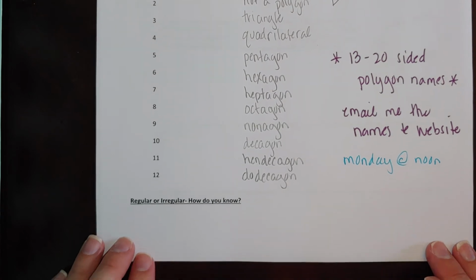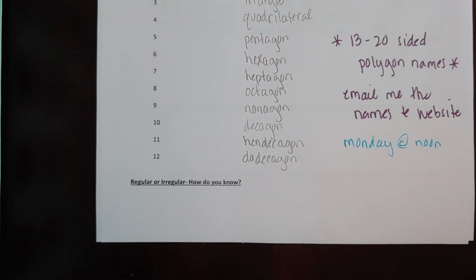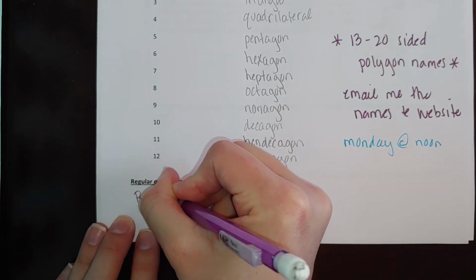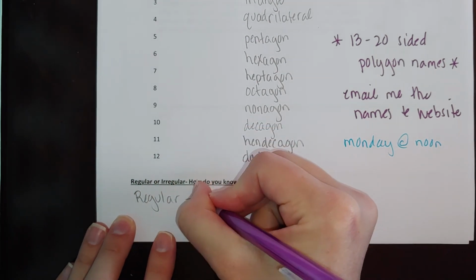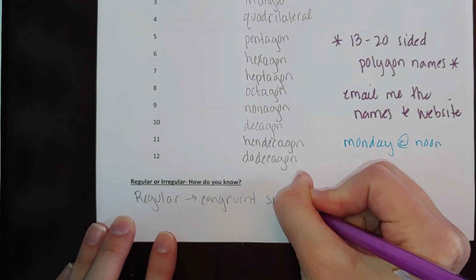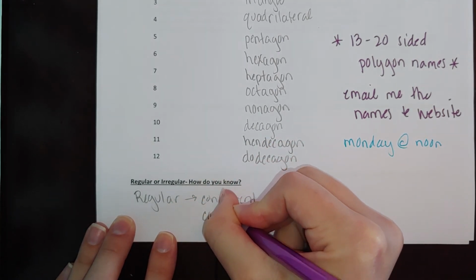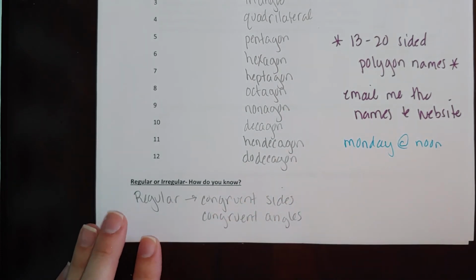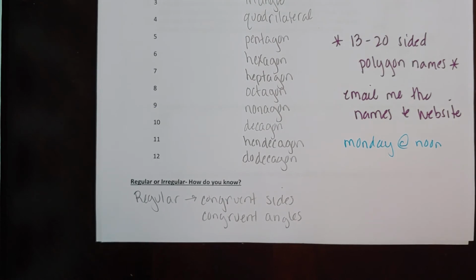All right, so let's talk about regular or irregular figures. Regular figures have congruent sides and congruent angles. Okay, so regular figures have congruent sides and congruent angles. If they're not regular, they're irregular. So if they don't have congruent sides and congruent angles, then they're not regular.